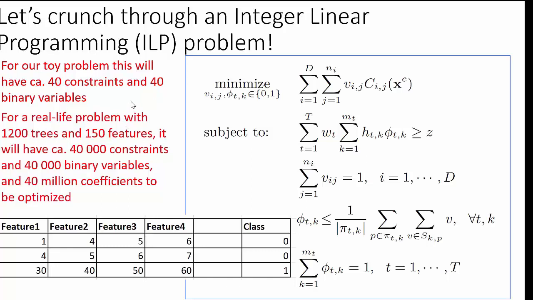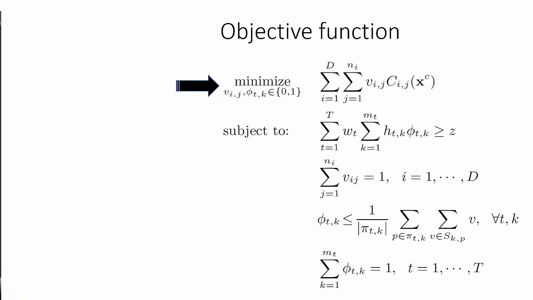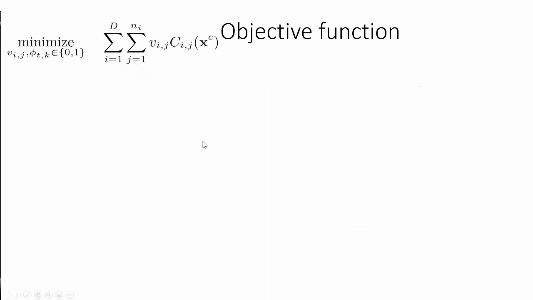The integer linear problem that we set up will have about 40 constraints and 40 binary variables that we'll see in detail later. However, in real-life problems there could be, for instance, for something we've looked at, 1,200 trees or so and 150 features, which means that the problem will have 40,000 constraints and 40,000 binary variables and 40 million coefficients to optimize. So it's going to take a powerful solver to crunch through it.